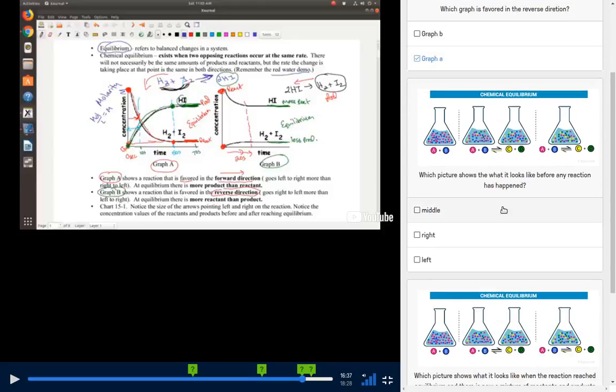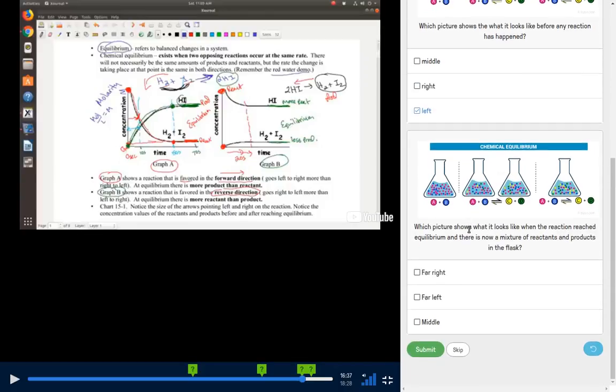And then we have these here. Which picture shows what it looks like before any reaction has happened? Well, I was hoping you understood that there are divisions with these lines. At the beginning, right here, we just have reactants, A and B. In the middle, the forward and the reverse reactions are happening, and they're trying to reach equilibrium. They're trying to reach the same rate. And then here, finally, both are going at the same rate, and the concentrations of the pink, blue, yellow, and green dots stay the same. So which picture shows what it looks like before? Well, that's just the A and B, the one on the far left.